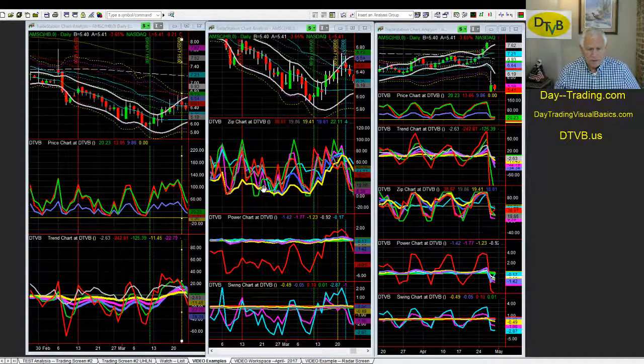But again, the basic definition for a red peak is zip red over 50 and zip yellow under 50, both of them going up. The red peaks and the red bottoms are again reversal patterns, and a red peak will go down and a red spike will go up.